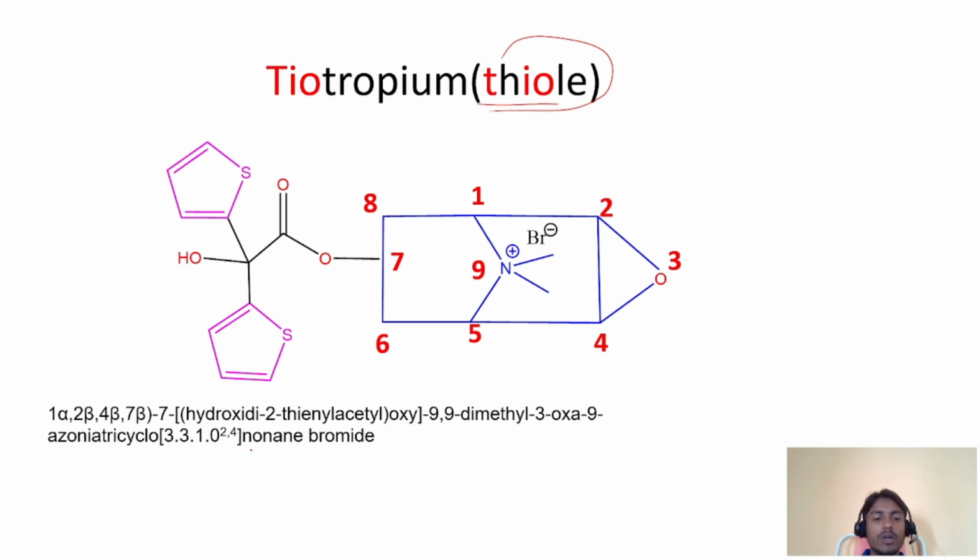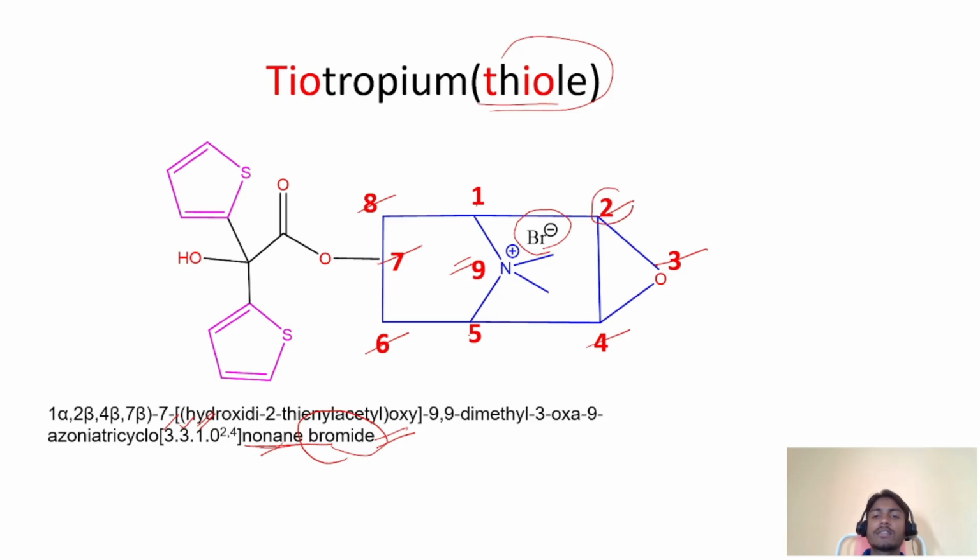See what is there? Nonane. Nonane means 9 carbons. Nonane bromide, I have told you, if an anion is present we need to write it at the end, that is bromide. Nonane means a 9-atom bicyclic compound, 3.3.1. One bridge contains 3 atoms, another bridge also contains 3 atoms, and the middle bridge contains 1 atom.